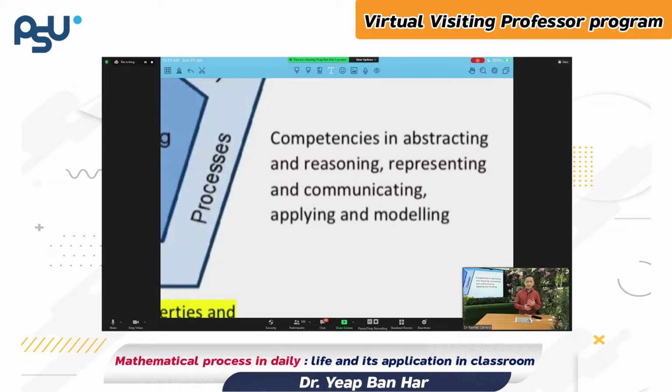In Singapore, it's the English language. In Thailand, usually it is the Thai language. Communicating and representing. Also included is applying and modeling. Apply whatever they learn to problem situations, and also use mathematics to model the real world. So this is how the Singapore curriculum framework explains what mathematical processes are.